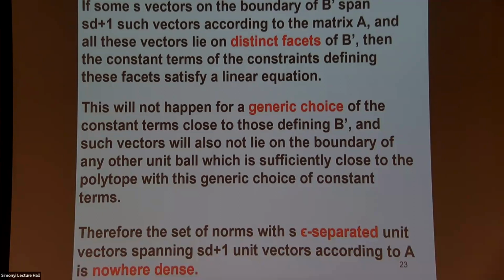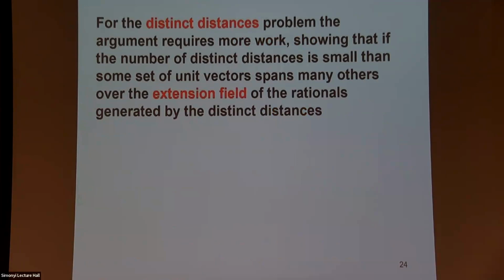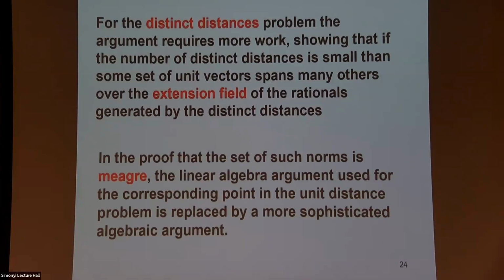Let me mention, to use the buzzwords, that for the distinct distances problem the argument is more difficult. Instead of showing that we don't expect to find a set of S vectors that span so many other vectors over the rationals, here we have to work over the extension field of the rationals generated by the distinct distances. So we have these distinct distances, and then the linear algebra argument has to be replaced by a more sophisticated algebraic argument, because instead of linear equations we get polynomial equations or rational equations. So we have to do something.